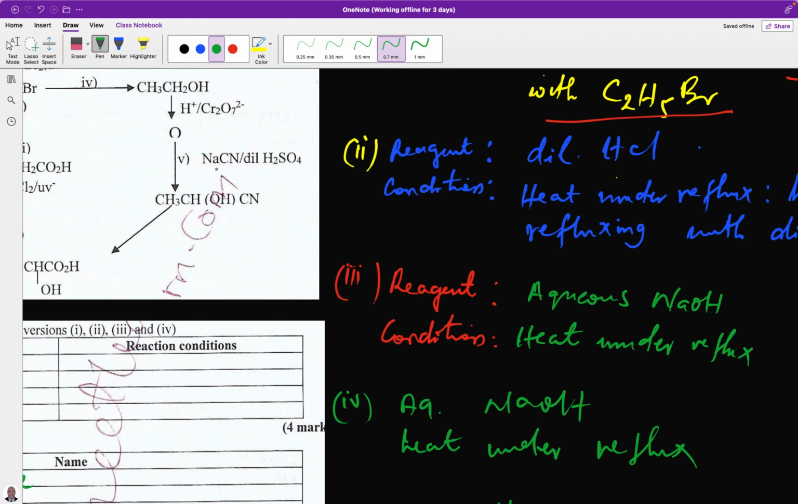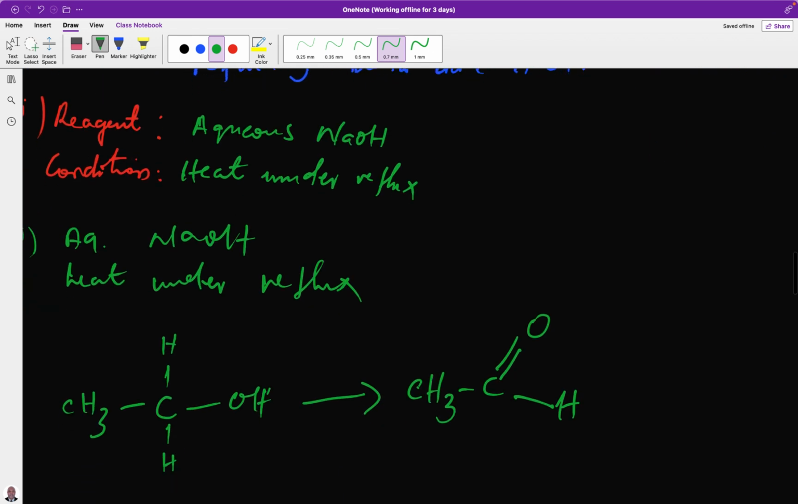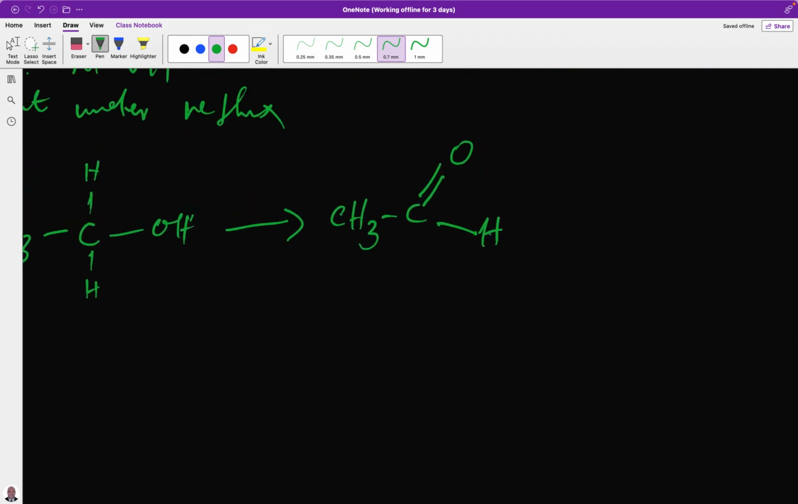We will not use sodium cyanide directly because it is toxic. So sodium cyanide will react with dilute acid to form hydrogen cyanide. It is nucleophilic addition with hydrogen cyanide. It now reacts with hydrogen cyanide. The hydrogen cyanide will give this because of the partial positive charge here. We will have partial negative and partial positive.